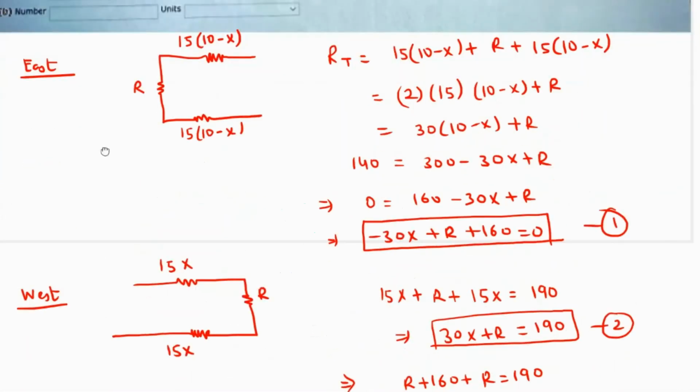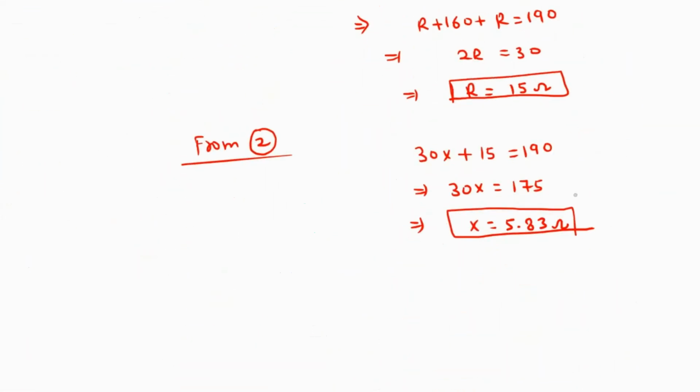They needed the value of x and R, yes. So this is the value of x, and this is the value of R.